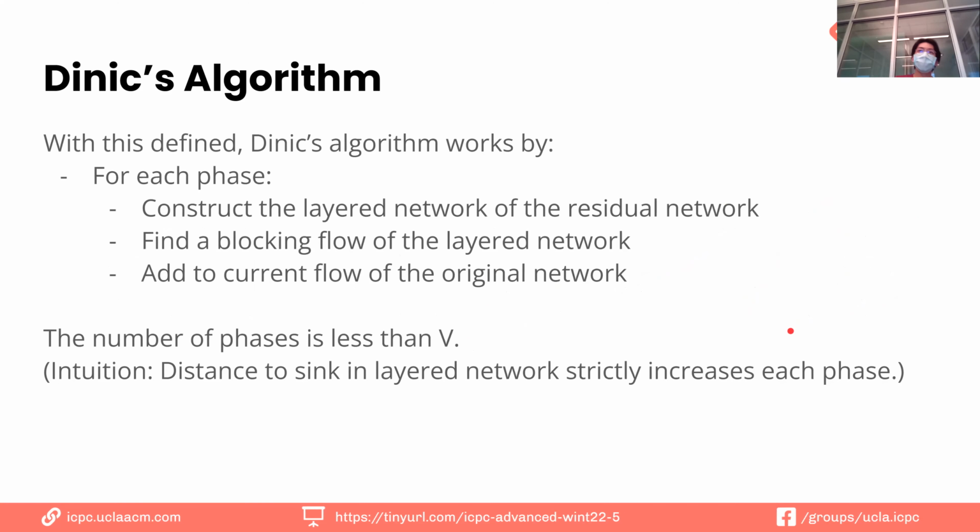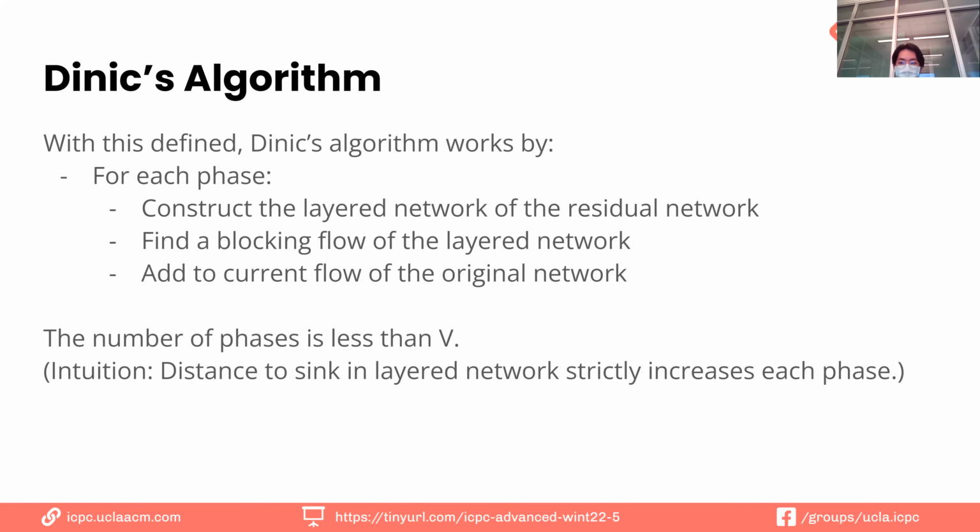Okay. So with this defined, we can explain the algorithm. For each phase, we're just going to repeat this process. We construct the layered network of the residual network, so this is the second graph here. Then we find any blocking flow of the layered network, and add that flow to the original network. We keep repeating this, adding up all the flows to get a superposition. That's going to be our answer once there's no possible path from the source to the sink, so the blocking flow is nothing.